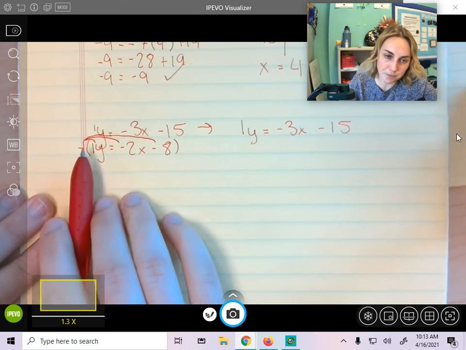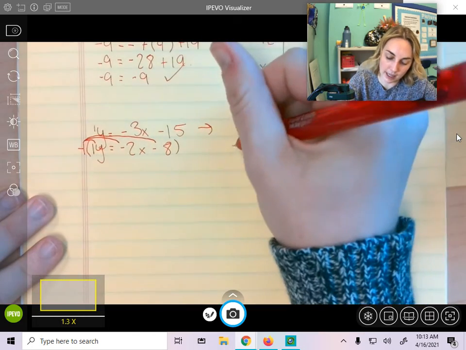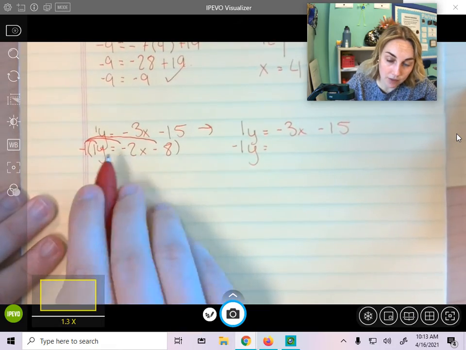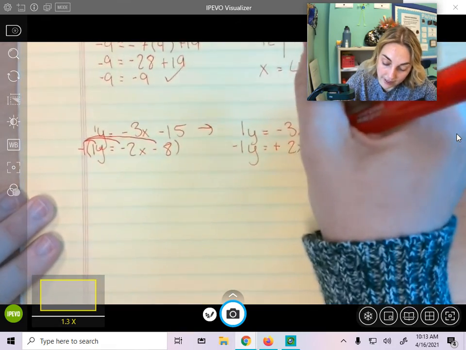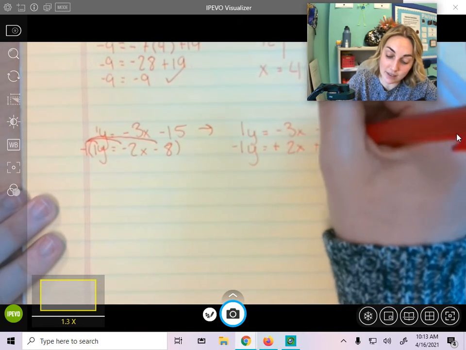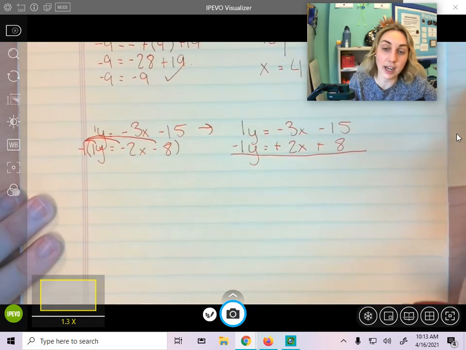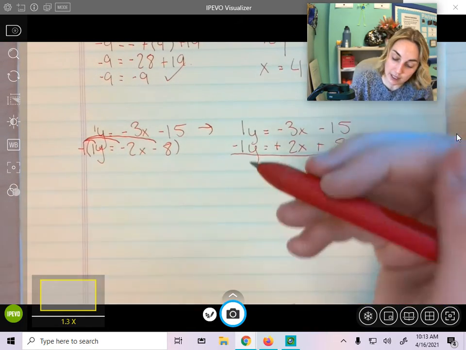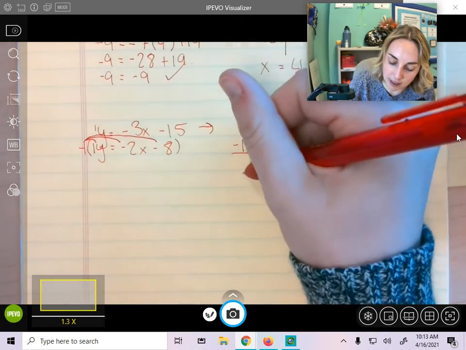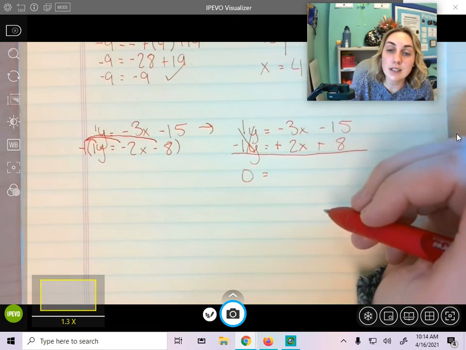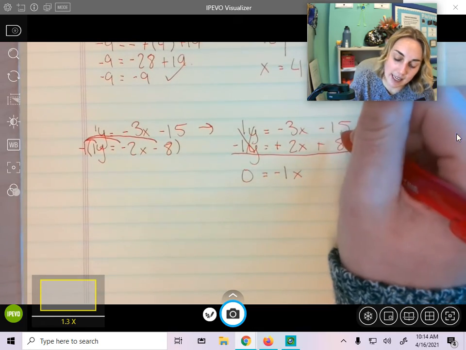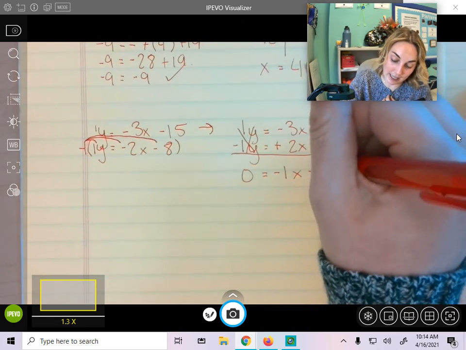And then I'm going to multiply. -1 times a +1 gives me a -1y. -1 times a -2 is going to give me a +2x, okay? And then -1 times a -8 is going to give me a +8. Now I can subtract, okay? Okie dokie. So 1 minus 1, those are opposites, so I'm going to eliminate that variable. That's equal to 0. -3 plus 2 is going to give me a -1 left over next to x. And then -15 plus 8 is going to leave me with a -7.